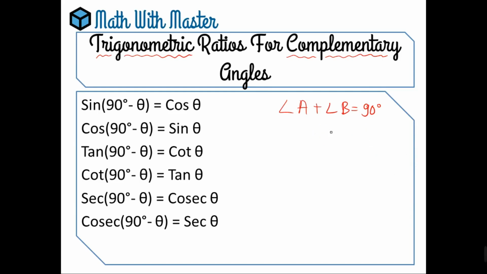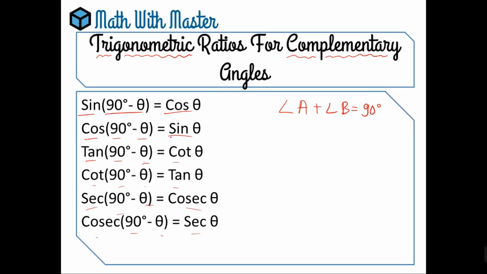So now these are some formulae. Sin 90 degrees minus theta is equal to cos theta. Cos 90 degrees minus theta is equal to sin theta. Tan 90 degrees minus theta is equal to cot theta. And cot 90 degrees minus theta is equal to tan theta. Sec 90 degrees minus theta is equal to cosec theta. Cosec 90 degrees minus theta is equal to sec theta.